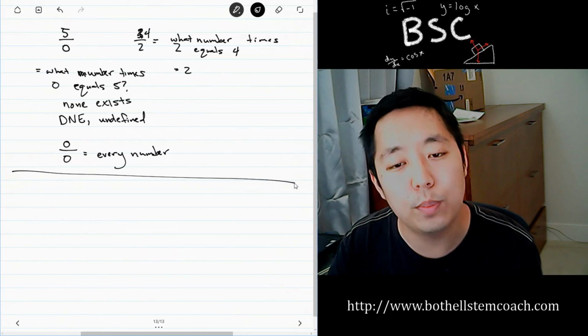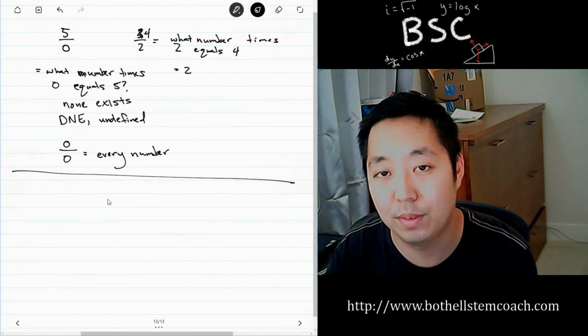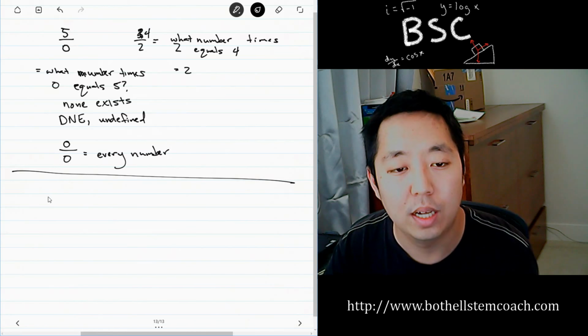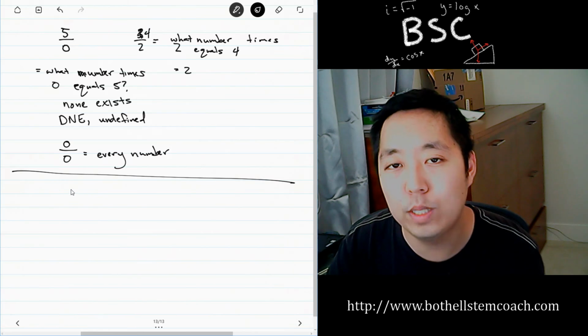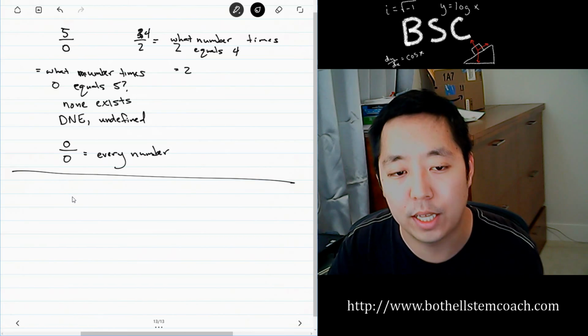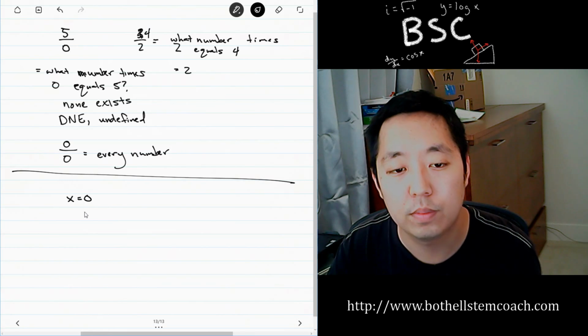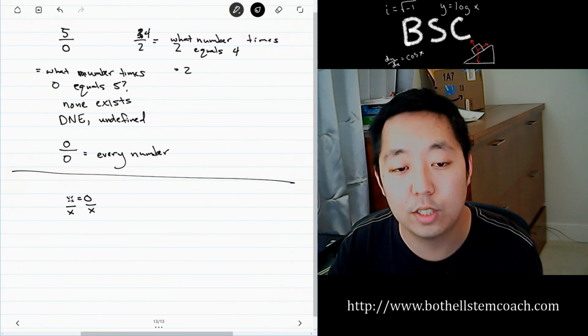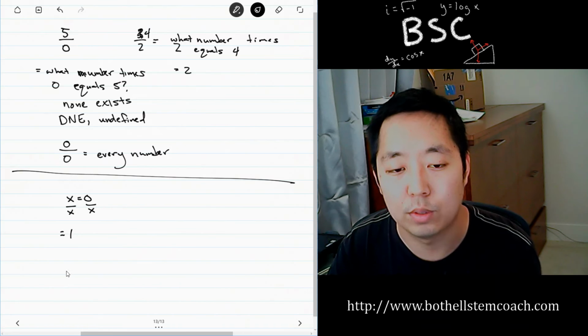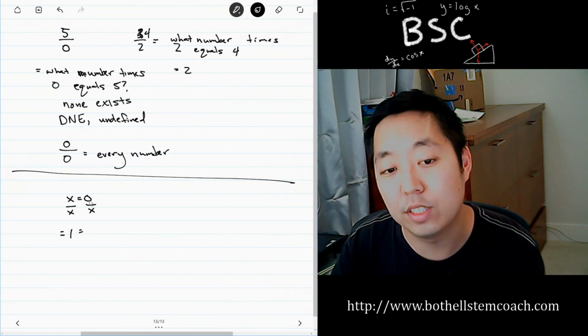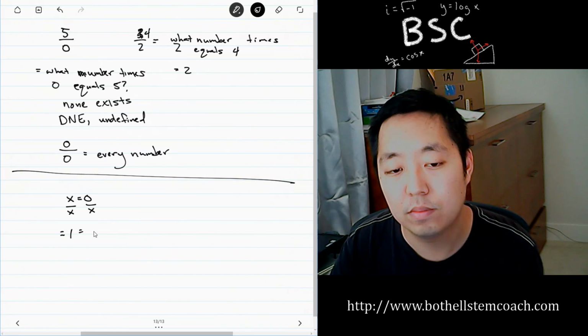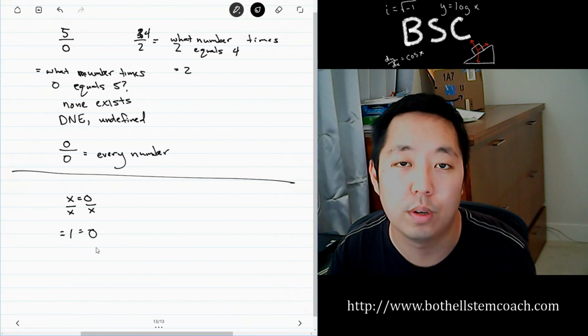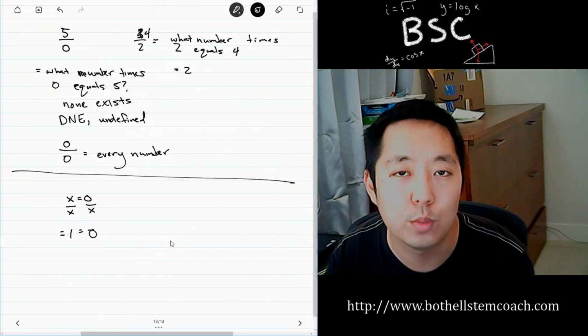So when do people accidentally divide by 0? It always boils down to a very simple case like this. Suppose an equation x equals 0, and I divide both sides by x. They say, well, x over x equals 1, and 0 divided by anything is 0. So you get 1 equals 0. And then they say, oh, that means 1 equals 0.